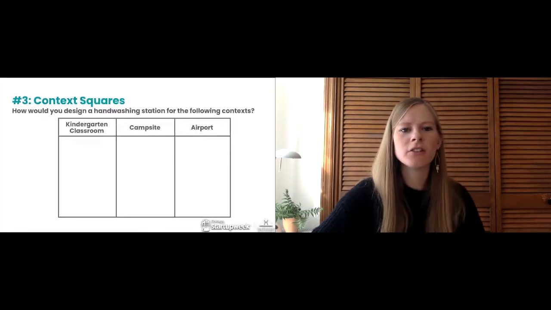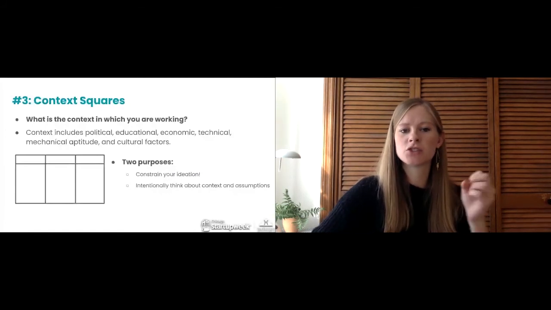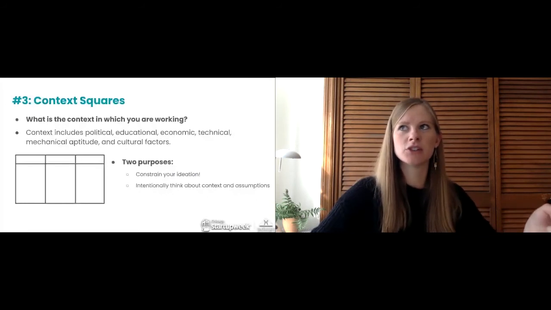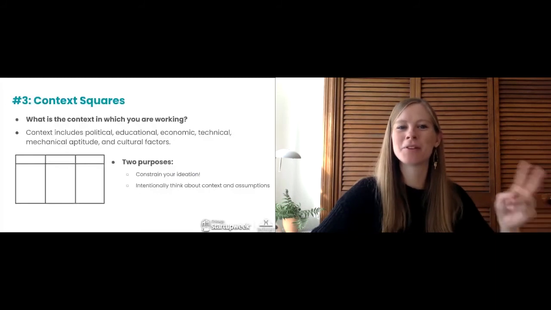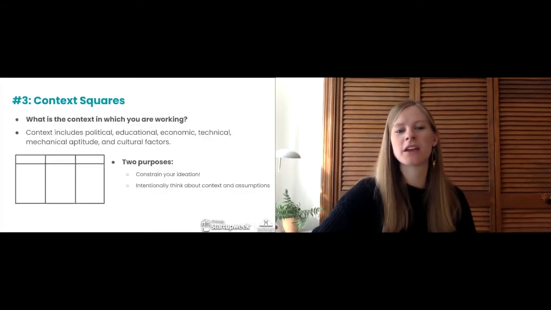And if you go to the next slide, Sarah, the reason that this is helpful for ideation is it really helps you figure out what is the actual context in which you're working, right? What are the specific political, educational, economic, technical, mechanical aptitude, and cultural factors that you are working with. And so the purpose of this is to constrain your ideation, right? So you have to think about a particular context instead of just designing a hand washing station for everyone. And remember, there's not necessarily a silver bullet or perfect solution for every problem. And then this helps you intentionally think about the context and the assumptions.